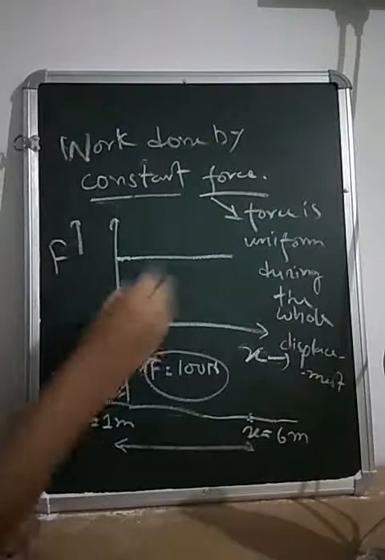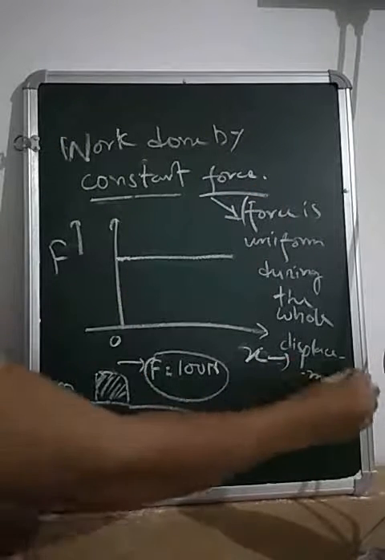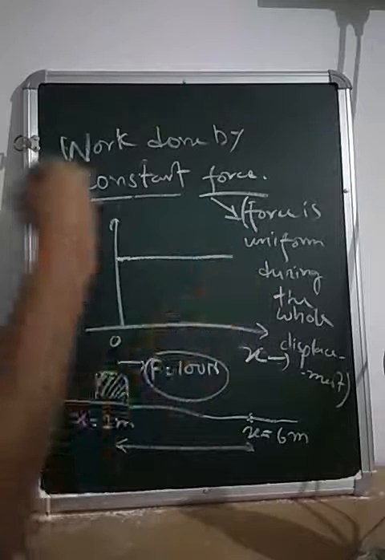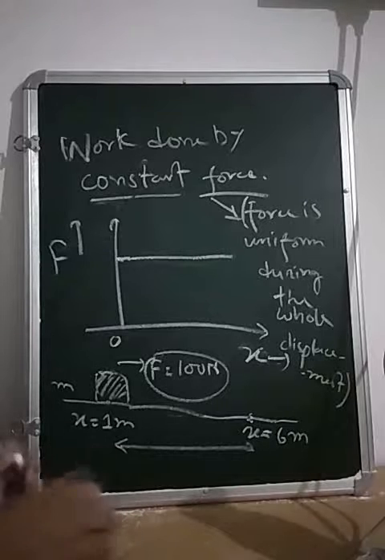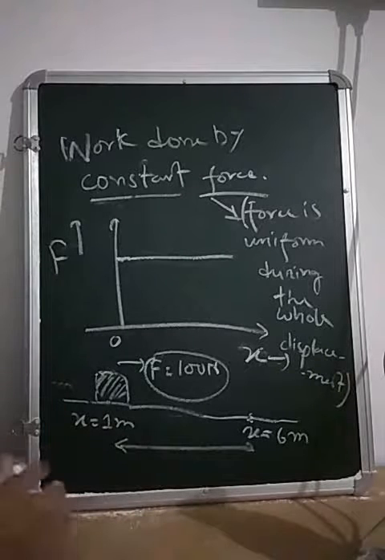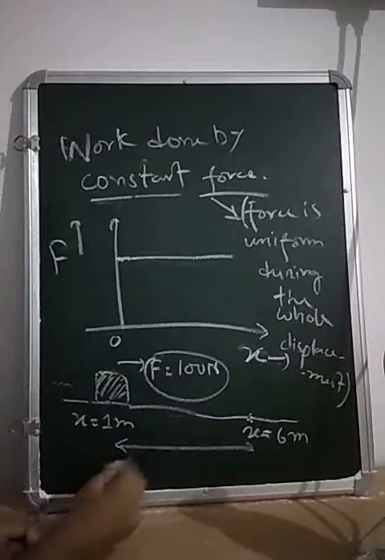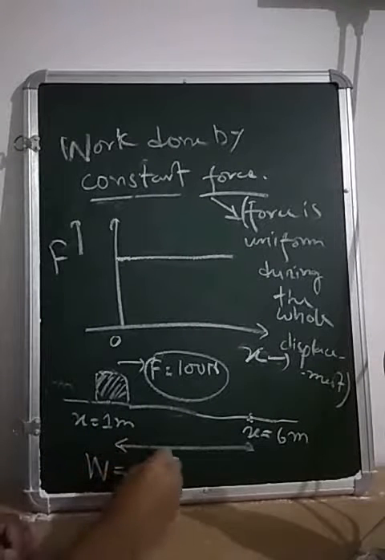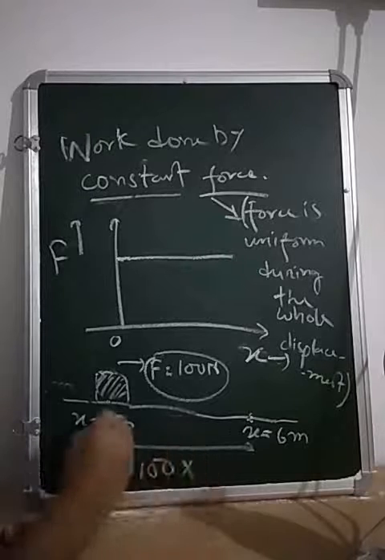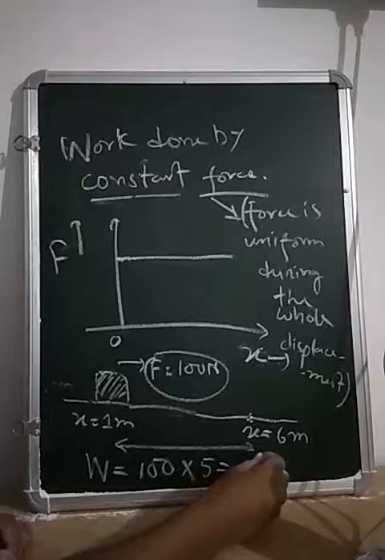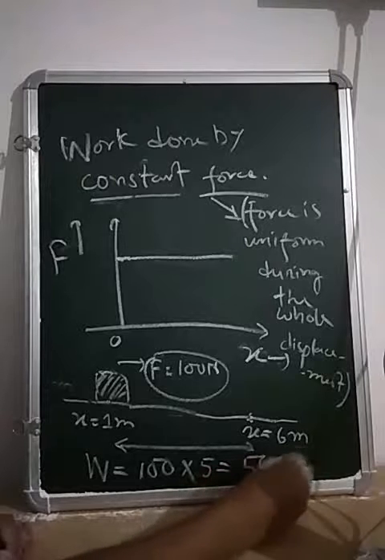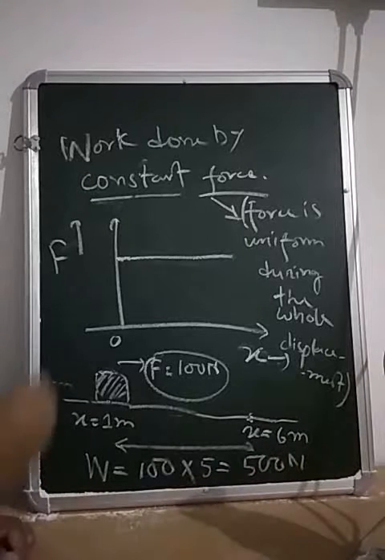So what is constant force? In constant force, force is uniform. The force applied on the object is uniform during the whole displacement. So this is an example of uniform force. If we have to calculate the work done, what do we do? W is nothing but the force into displacement. So, what will the work done be? We have 500 Newton. So this is how we proceed.